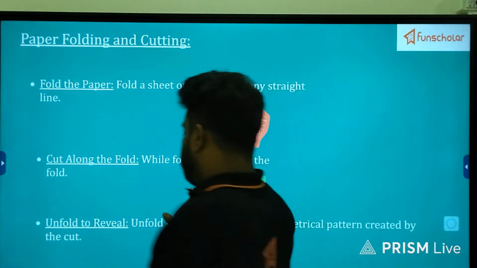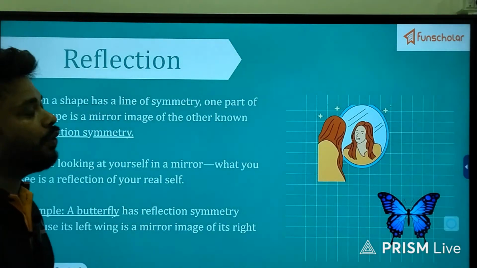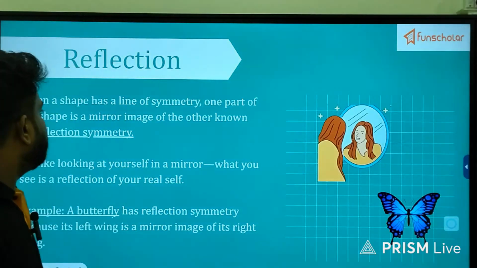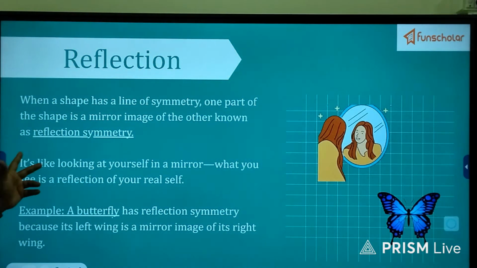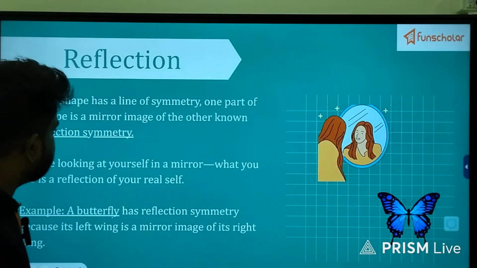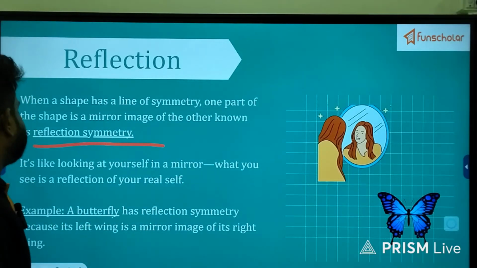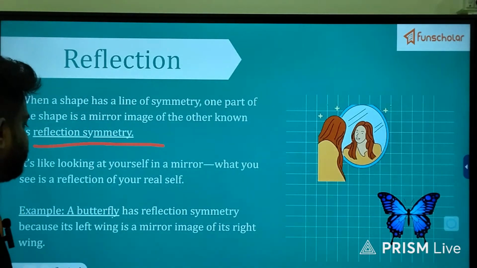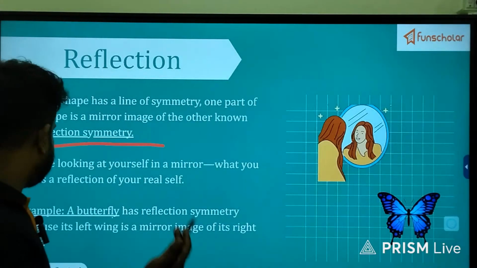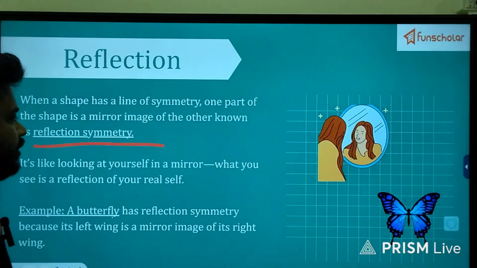Okay, so let's go next. Now we will be seeing reflection. When a shape has a line of symmetry, one part of the shape is a mirror image of the other, known as reflection symmetry. Okay, it's like looking at yourself in a mirror. What you see is a reflection of your real self. For example, a butterfly has reflection symmetry because its left wing is a mirror image of its right wing.